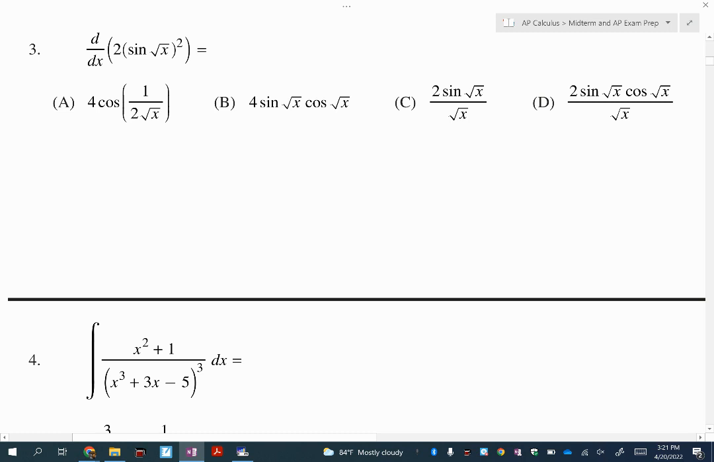So the first thing I did was I looked here and I saw this power. What do I do with that power? Bring it to the front. I bring it to the front and it multiplies by that 2, and it gives me 4 times the sine of the square root of x, and I've got to decrease my power by how many? By 1. So now instead of being raised to the second power, it's being raised to the first power.